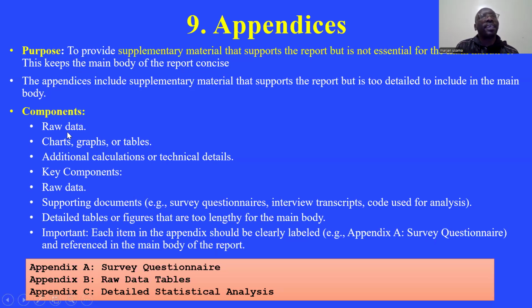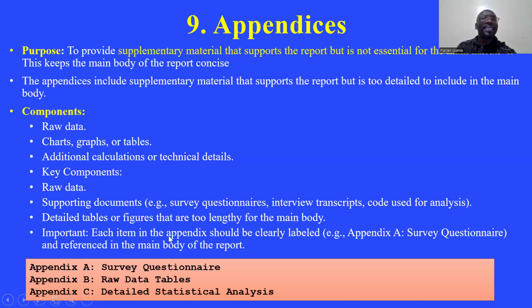Raw data means unprocessed information, charts, graphs, or tables. It can act as appendices or additional calculation. Raw data, supporting documents, questionnaires, for example, an interview script. Some students don't have a questionnaire, but you are going to ask questions, so we need a copy of those questions at the end of your research. Then we have code used for analysis.